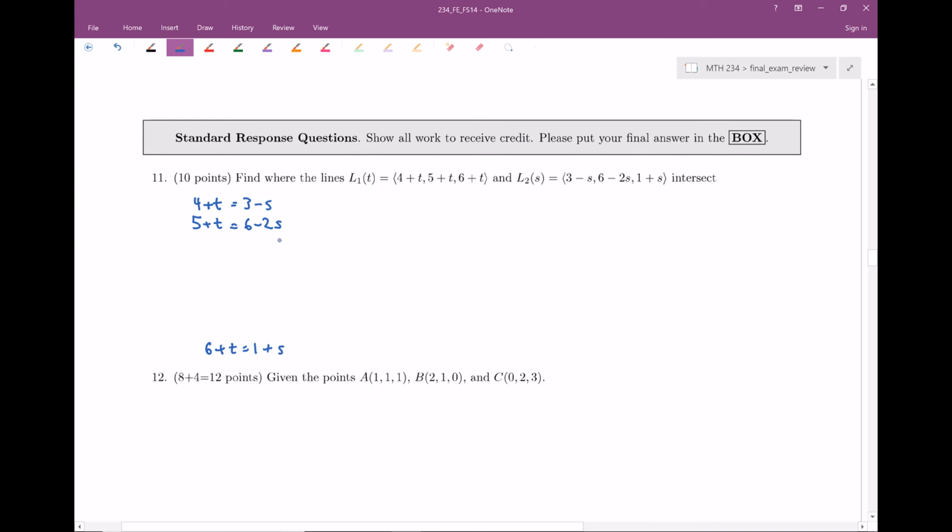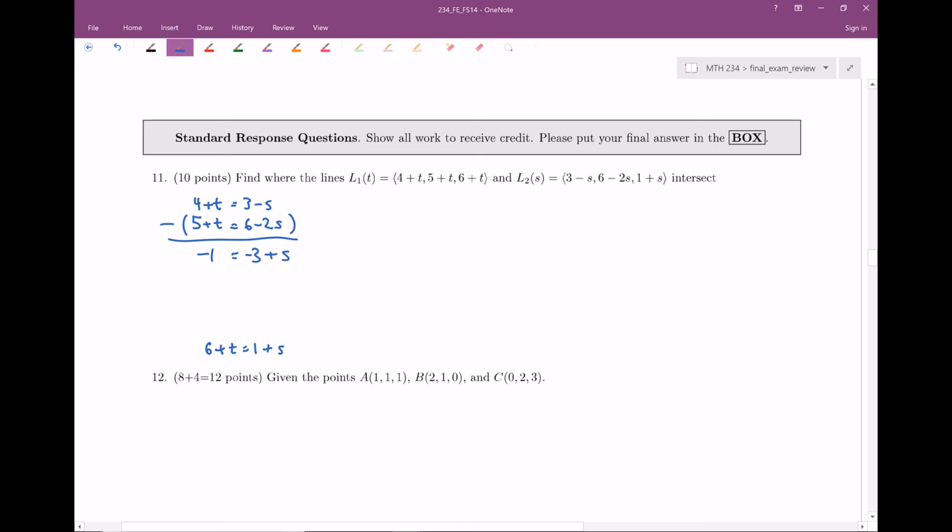And so if I take this first equation and subtract away the second equation, let's see what I would get here. I'd have 4 minus 5, so that would be negative 1. I'd have t minus t, so that would be 0. And then equals 2, so 3 minus 6, that would be negative 3. And I would have negative s minus a negative 2s, so that's the same thing as negative s plus 2s, which is really plus s.